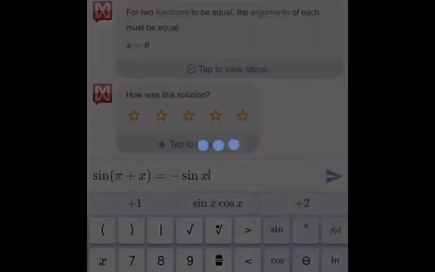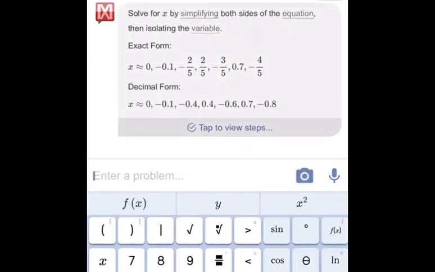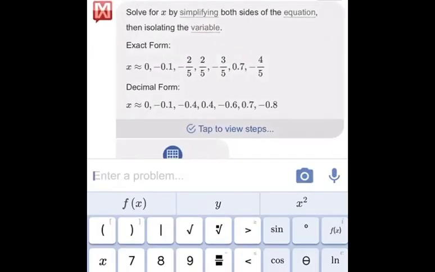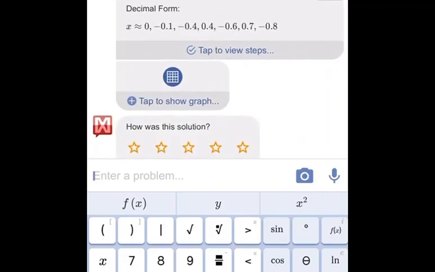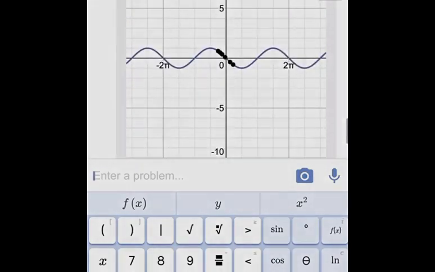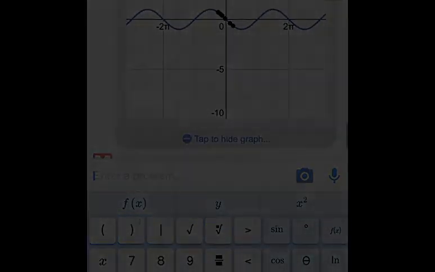Press enter. We'll solve for x. So with the exact form, it will be x equal to 0 and negative 0.1 and negative 2 over 5 and so on. By the decimal, it will be 0, negative 0.1, negative 0.4 and 0.4 and so on. And there is also a graph. It will be like that. And that's it. Thank you.